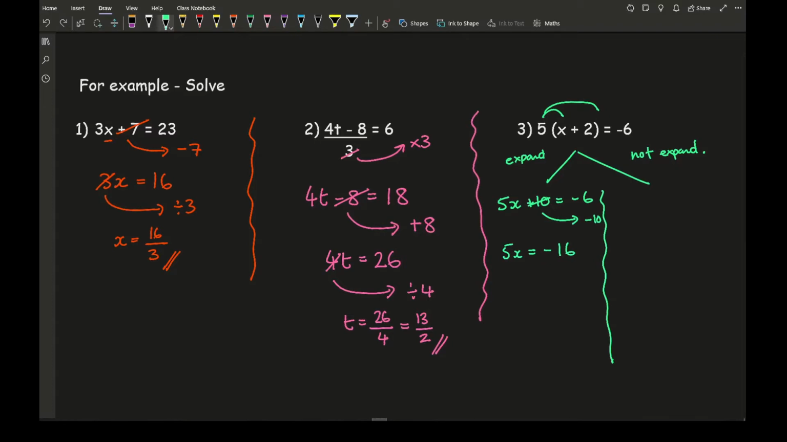And then here I've got 5 that I need to get rid of. What's the 5 doing? It's multiplying. So the opposite would be to divide by 5. So then all I'm left with is x equals minus 16 over 5. And there is my final answer.